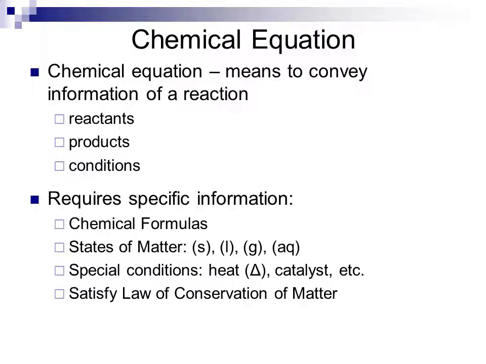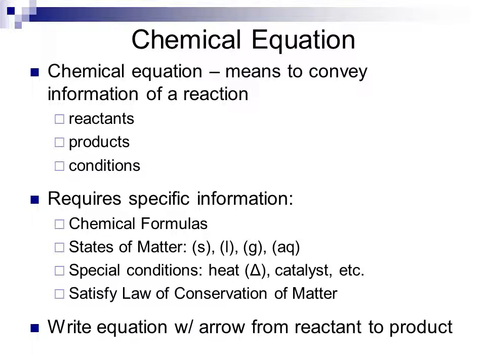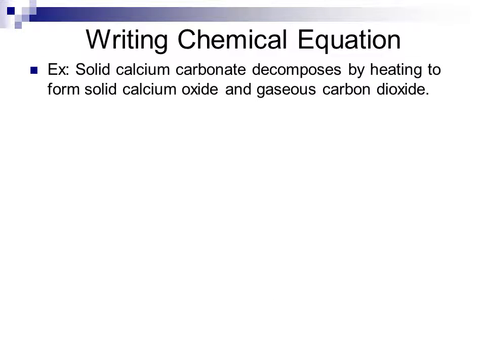And we have to be able to satisfy the law of conservation of matter in the chemical equation as well. So we write the equation starting with an arrow that will lead from the reactants to the products, and that's how we begin. Then we add in all of the other components surrounding this.